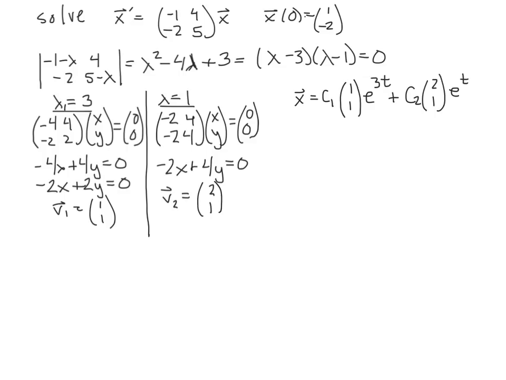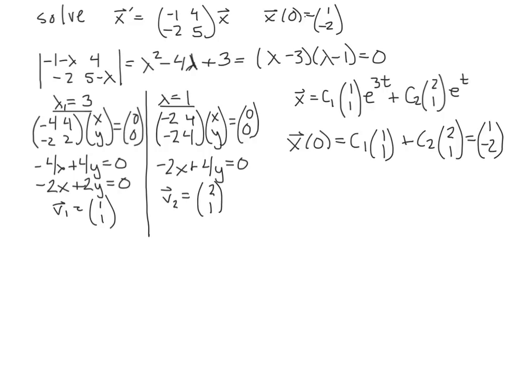I think that was step 3, was to write out the general solution. Now I've got to apply the initial conditions and find the constants. So I'm going to plug in 0. So I get C1 times 1, 1, e to the 0 is 1, plus C2 times 2, 1, and e to the 0 is 1. And that's going to equal 1, negative 2.